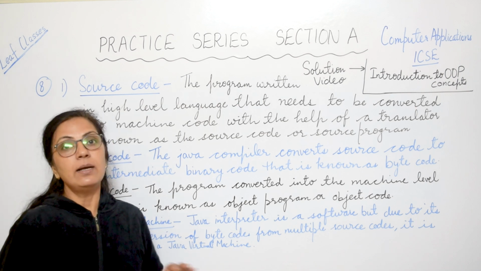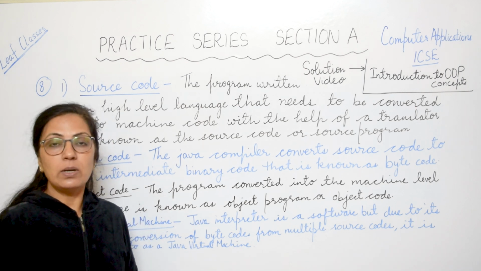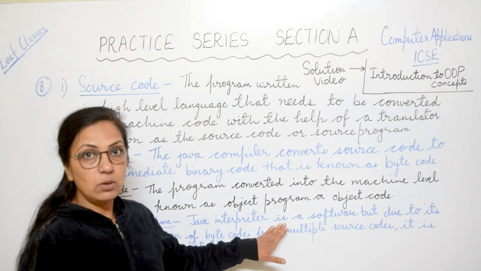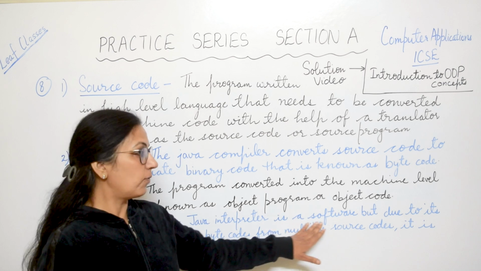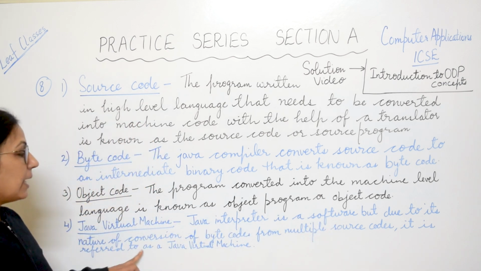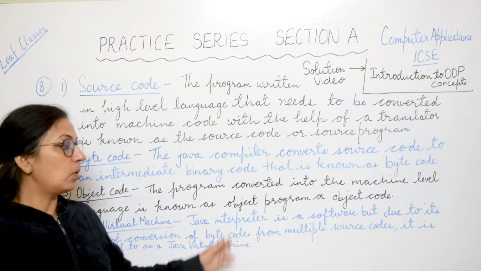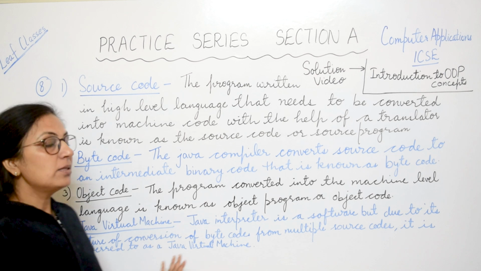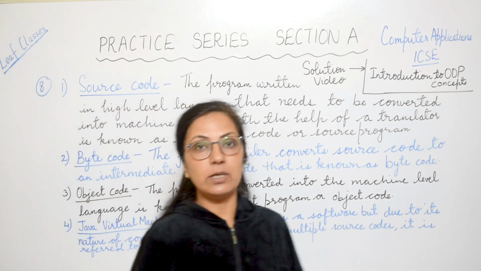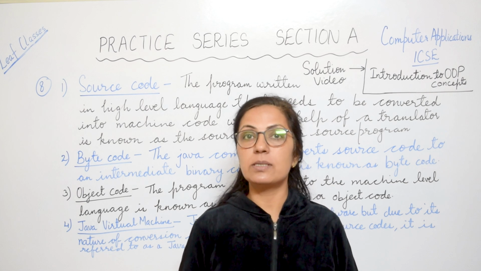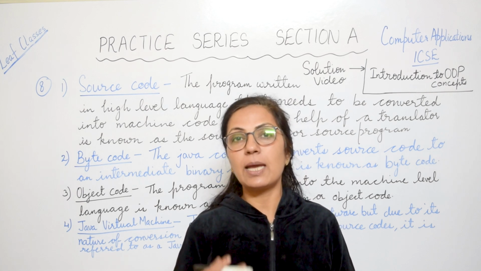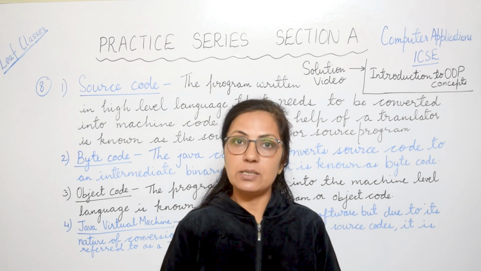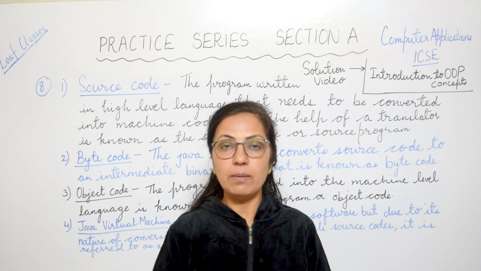In Java, the Java interpreter is only known as Java virtual machine. Why? Because although Java interpreter is a software, due to its nature of conversion of bytecode from multiple source codes, it is known as Java virtual machine. Although it is a software, since it converts from many sources, it is taking and converting that into object code. So the Java interpreter is also termed as Java virtual machine.